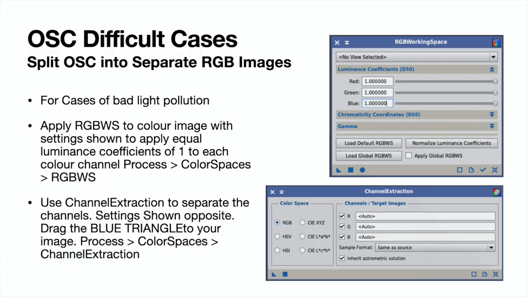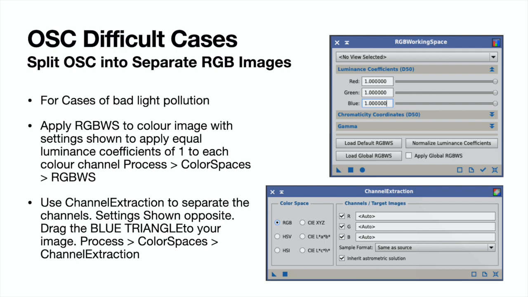There are cases when using a one-shot colour camera when you have very bad light pollution, and this can affect each of the red, green and blue channels differently, and it may be difficult for one application of DBE to the colour image to actually pick up all of the gradients. In this case, I'm going to show you how to split the one-shot colour image into separate RGB images, and then DBE can be applied to each one.